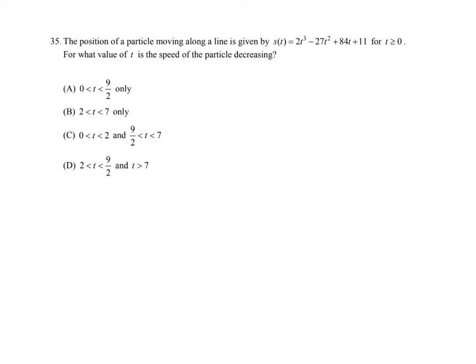So 2 things we're going to be interested in. We're interested in speed, and we want to know when it's decreasing. So the first thing we're going to do, in my opinion, or my recommendation, is to get the velocity, because speed is the absolute value of velocity. And we'll do that just by taking the derivative. And this is a pretty quick power rule, so let's just jot that down. This is going to be 6t squared minus 54t plus 84.